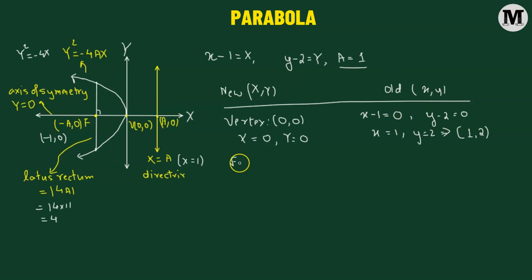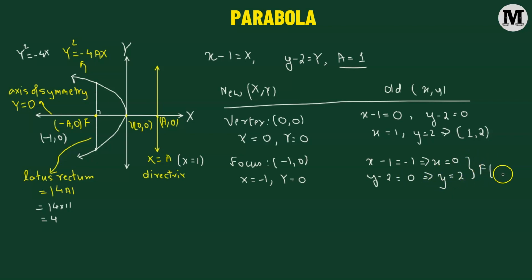Now coming to the focus of the parabola. The focus of the parabola according to the new coordinate system is at -1, 0, which means the value of X is -1 and the value of Y is 0. Now we'll go to the old coordinate system. So X equals -1 means we have x minus 1 equals -1, which gives us the value x equals 0. Then in place of Y equals 0, we have y minus 2 equals 0, which gives us the value y equals 2. Now that means the coordinates of the focus of the parabola with respect to the old system will be 0, 2.